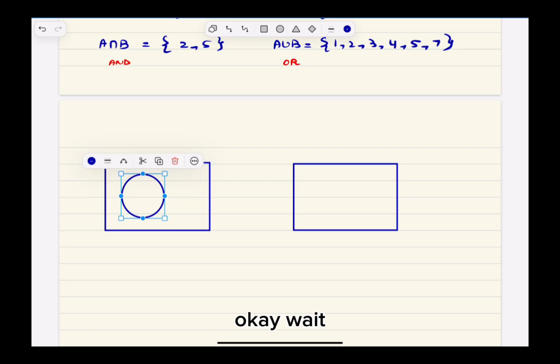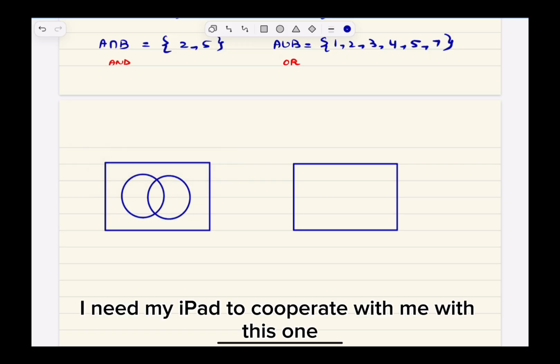Okay, wait, I need my iPad to cooperate with me with this one.